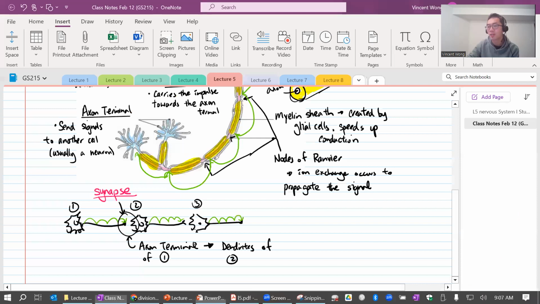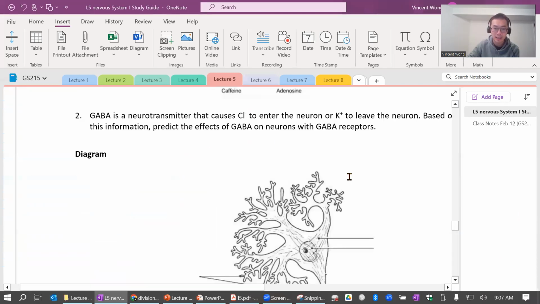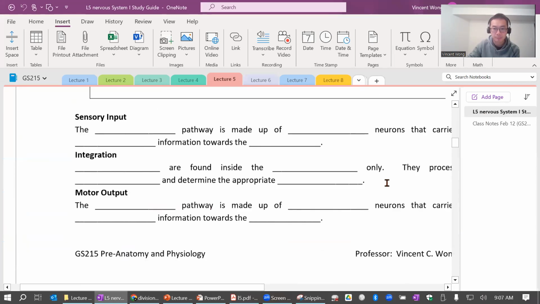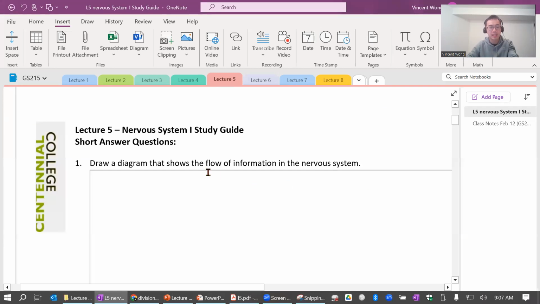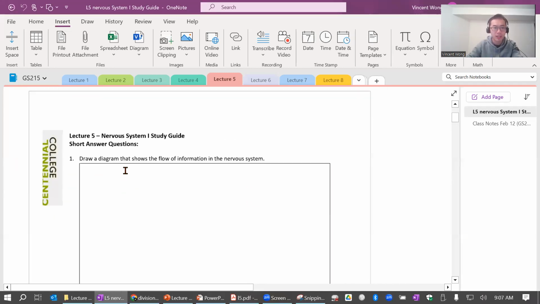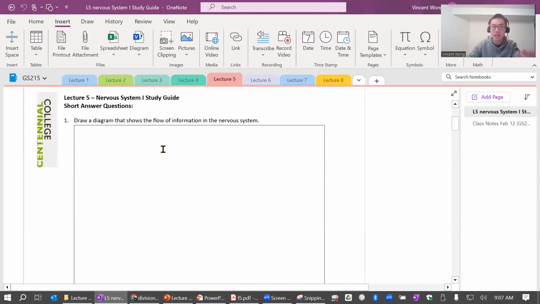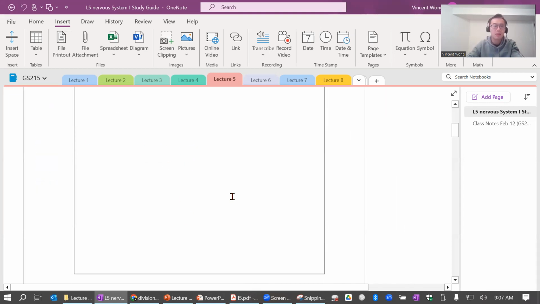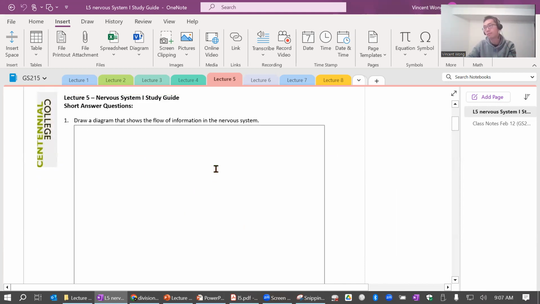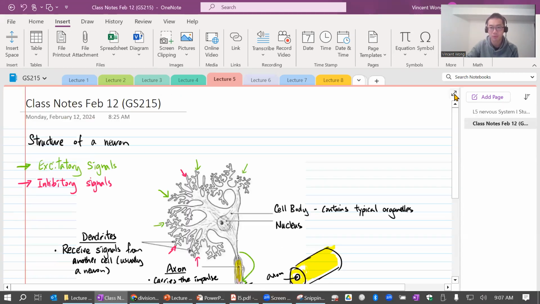So please take out your study guide again if you have it. It's this box that I'm gonna fill in, okay? Draw a diagram that shows the flow of information in the nervous system. I'm gonna draw it out. Now you can put it in here now, or you can do it on a separate piece of paper and then reorganize it after class. Whatever you want, doesn't matter.